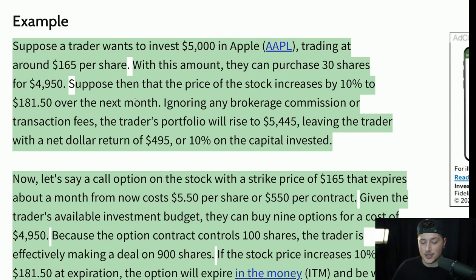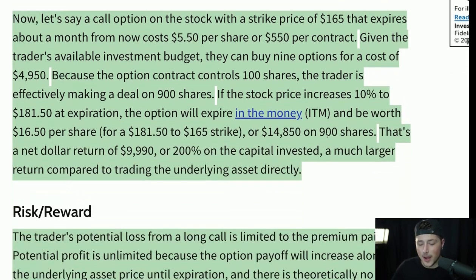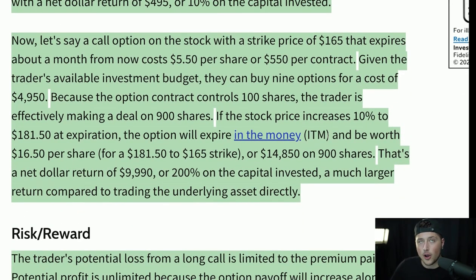Ignoring any commissions or anything like that, their portfolio will rise to $5,445, leaving the trader with a net dollar return of $495 or 10%. So that is when you just buy a normal stock. Now watch what happens when you buy a call option on that.